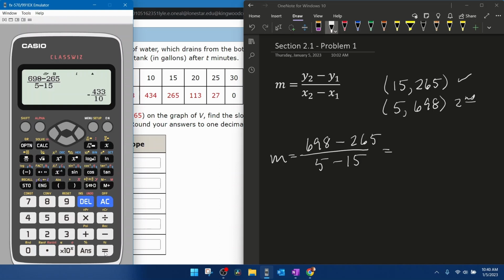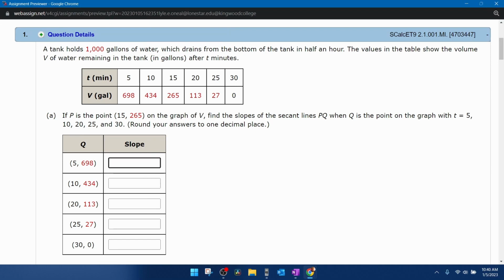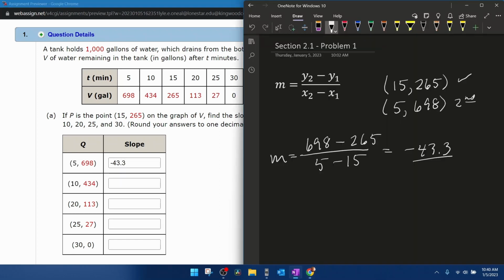Now the instructions do say to round to the nearest 1 decimal place, so using the SD button, we're going to get negative 43.3, and that would be the slope for the first ordered pair here, negative 43.3, and then we can do that again. Okay, so I want you to know that this is going to be a lot of rinse and repeat. So the 265 and the 15, this is going to stay the same every time because this is our point P. And then the second point is the point that's going to change.